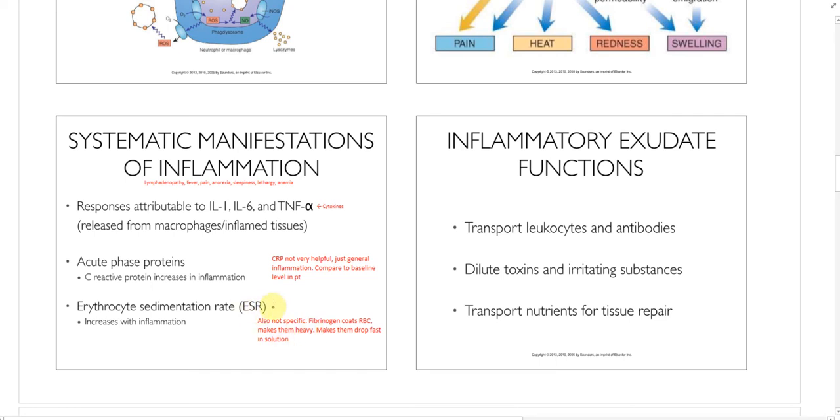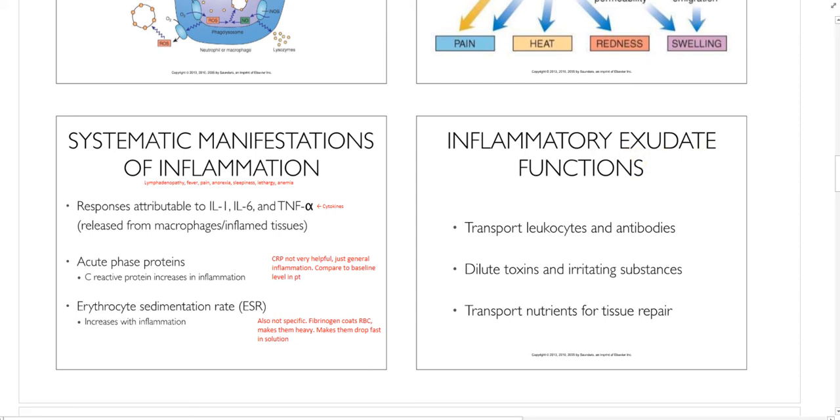With ESR, erythrocyte sedimentation rate, here's an interesting tidbit. Fibrinogen will increase with any kind of injury, especially a major one that promotes a systemic response. That fibrinogen is going to coat red blood cells, and it makes them heavier. So when they are put into a solution, they will drop faster compared to red blood cells of someone who is not having an inflammation response. And so that's how they tell. Just kind of thought that was nifty.